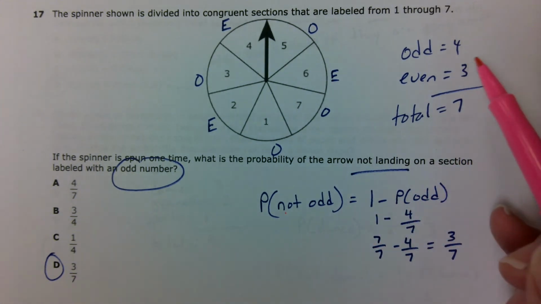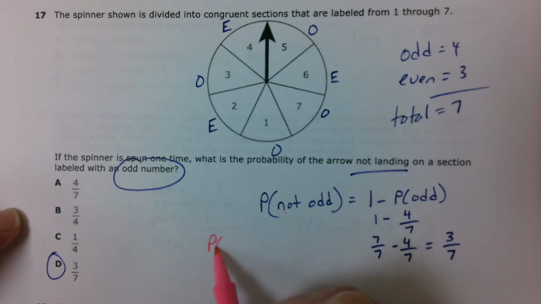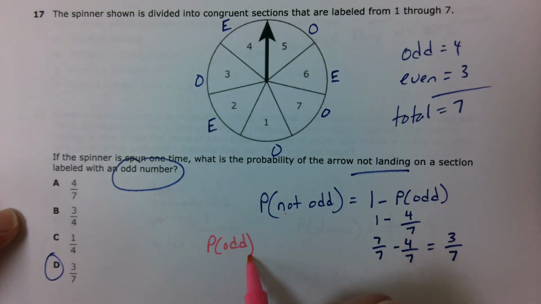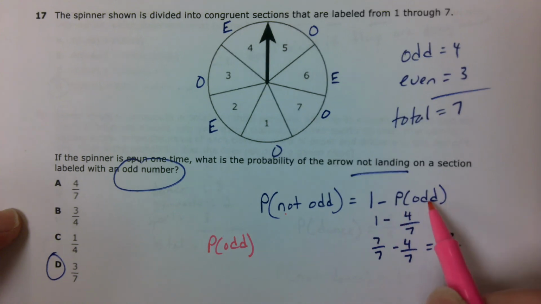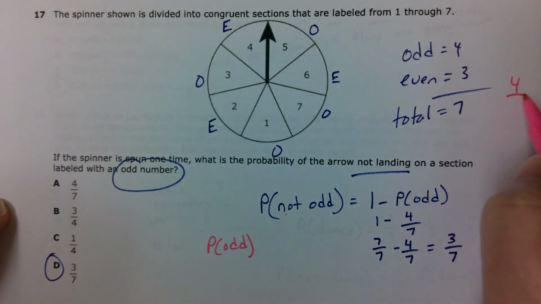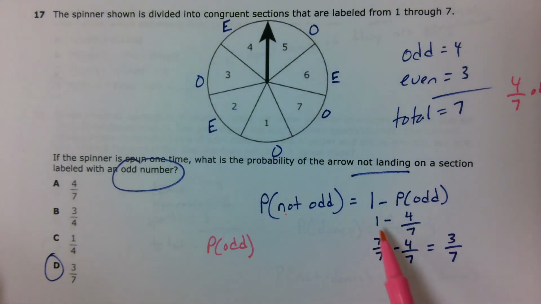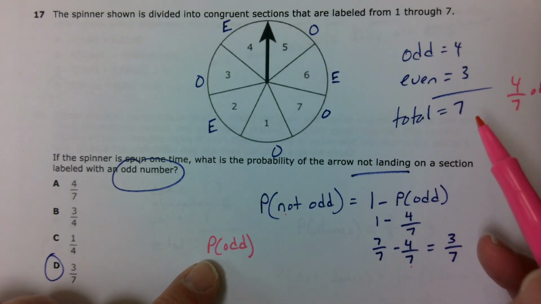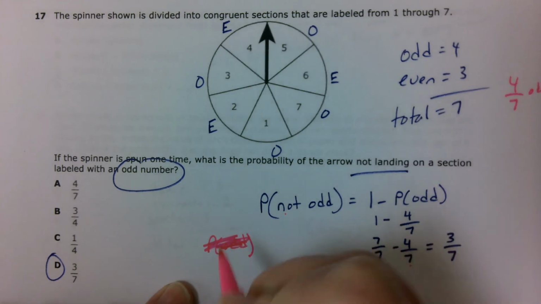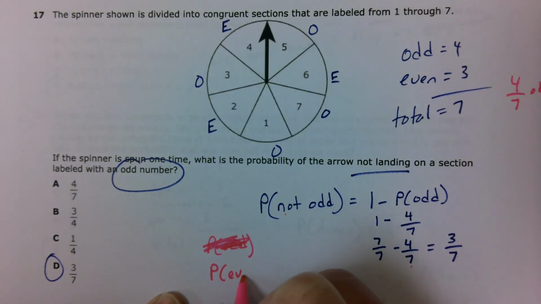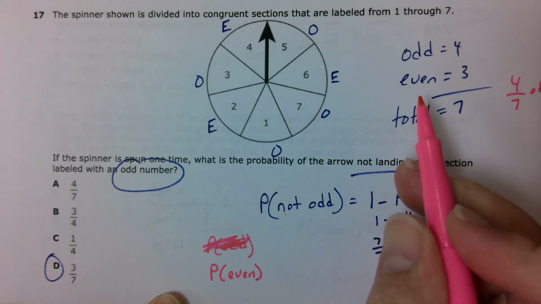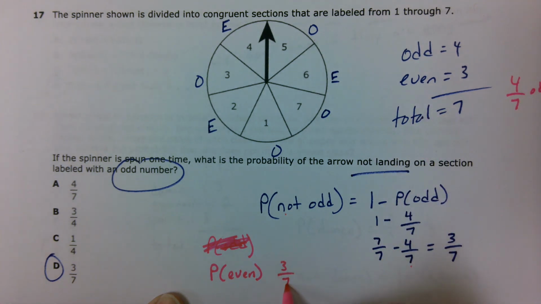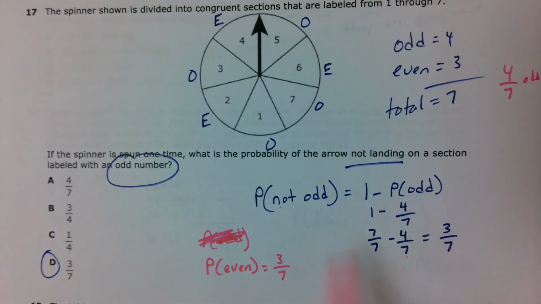You could have done this just like this: 1 minus the probability of odd. The probability of odd is 4 out of 7. That's my odd. And then I do 1 minus, so that's 7 over 7 minus 4 over 7 equals 3 over 7. But I could have as easily done, sorry, that should have been even. Probability of even, which means not odd, correct? And then even is 3 out of a total of 7. So either way, this is going to work.